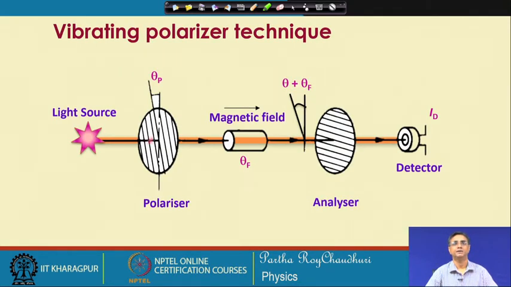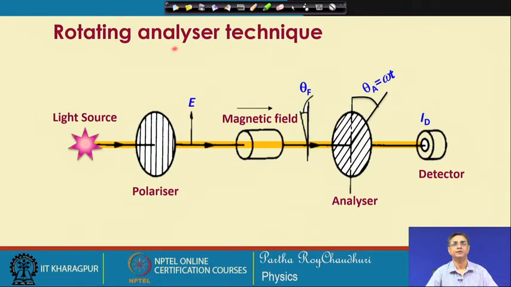In the vibrating polarizer technique, here also you have a pair of polarizer and analyzer, but this time the magnetic field is along the direction of light propagation. You can see you have a magneto-optic crystal, and the light is travelling through it, and you measure the detected intensity as a function of the magnetic field by a detector at the light output.